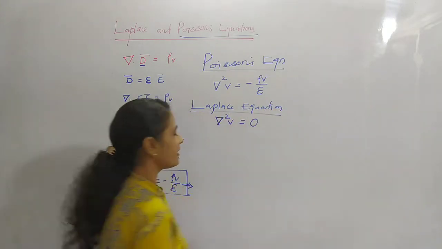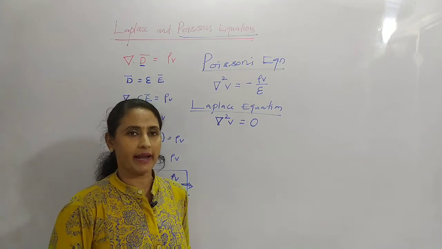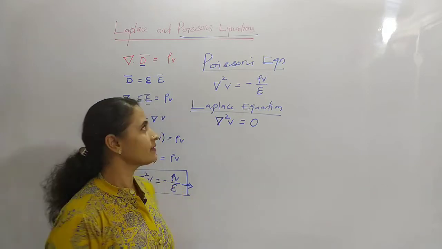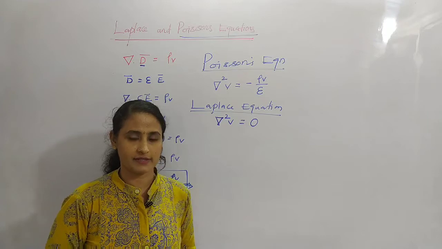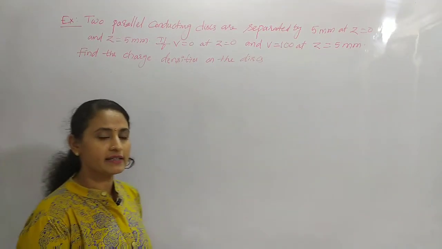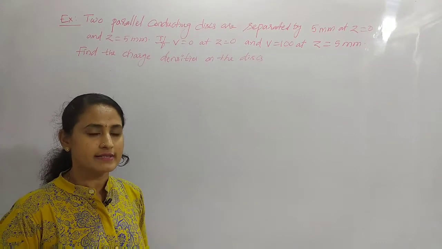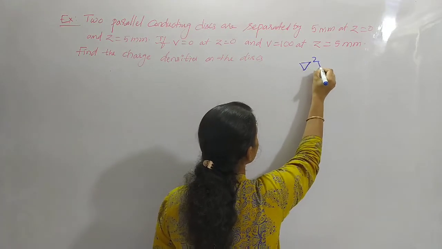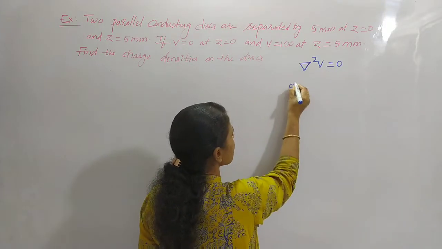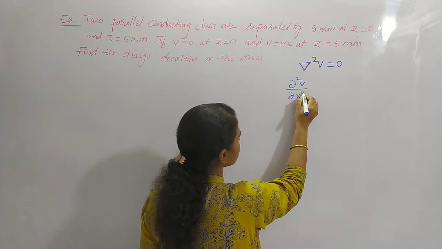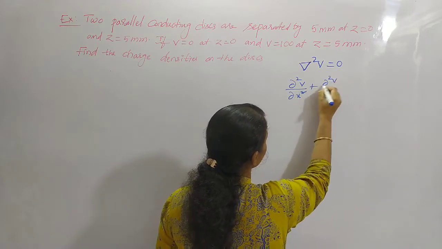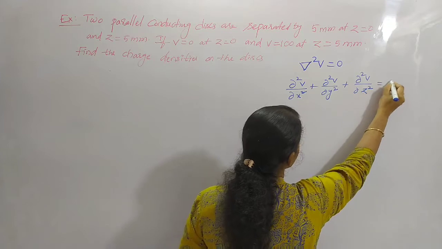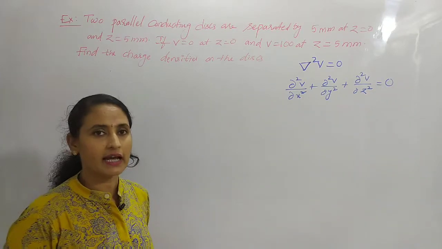These Poisson's and Laplace equations are used to solve boundary value problems. Now let us solve numericals using Poisson's and Laplace equations. Before solving these numericals, let us write the Laplace equation in Cartesian, cylindrical and spherical coordinate systems. In Cartesian, the Laplace equation del square V equal to 0 is written as dou square V by dou x square plus dou square V by dou y square plus dou square V by dou z square equal to 0. This is the Laplace equation in the Cartesian system.